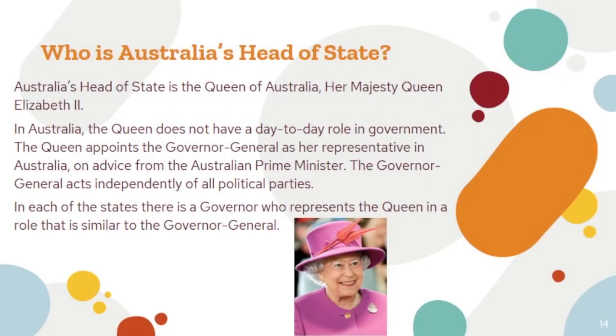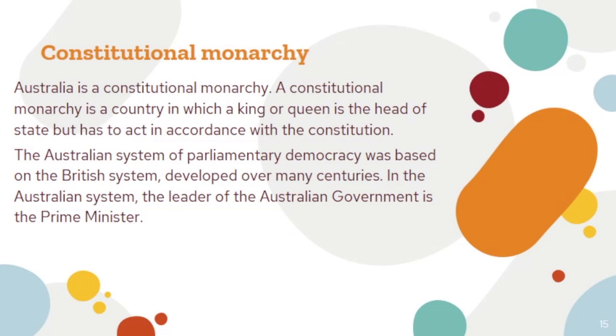Australia's head of state is the Queen of Australia, Her Majesty Queen Elizabeth II. In Australia, the Queen does not have a day-to-day role in government. The Queen appoints the Governor-General as her representative in Australia, on advice from the Australian Prime Minister. The Governor-General acts independently of all political parties. In each of the states there is a governor who represents the Queen in a role that is similar to the Governor-General. Australia is a constitutional monarchy.